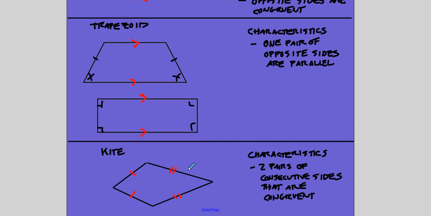And finally, we have the kite. The kite is defined such that 2 pairs of consecutive sides, like this side and this side, are congruent. And here's another pair of consecutive sides that are congruent.